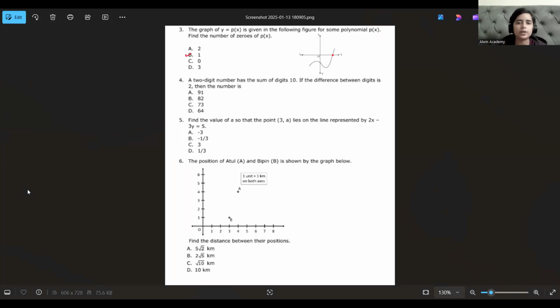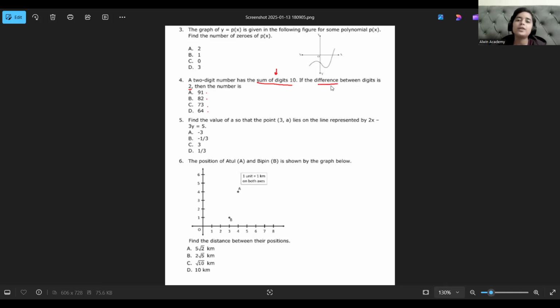Going to the next question, a two-digit number has the sum of digits 10 and the difference between the digits is 2. Now, what we can do is let the digits be x and y, and then say x plus y is 10 and x minus y is 2, and we can solve the equations further. But since here we are given the options, we can actually use the option-out method. First, we are given that the sum of digits must be 10. Now 9 plus 1 is 10, 8 plus 2 is 10, 7 plus 3 is 10, 6 plus 4 is 10. We can't really eliminate any of them.